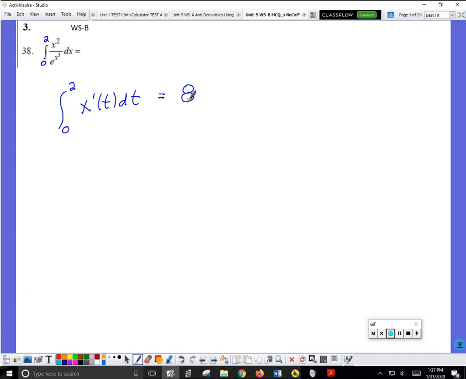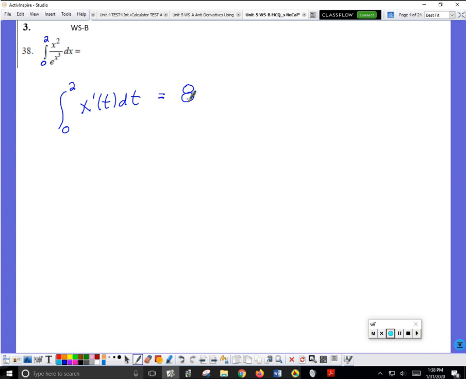Common error. So it's not the total distance traveled. Isn't it the distance between where the particle started and where the particle ended? Perfect. So distance between where the particle started, where it ended. Distance traveled could be much more. The particle could have gone way to the right and then come back to the left. 8 is how far apart my hands are.